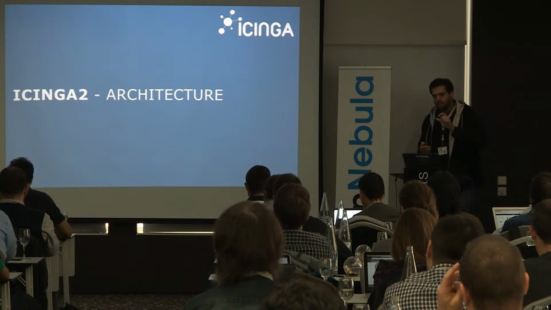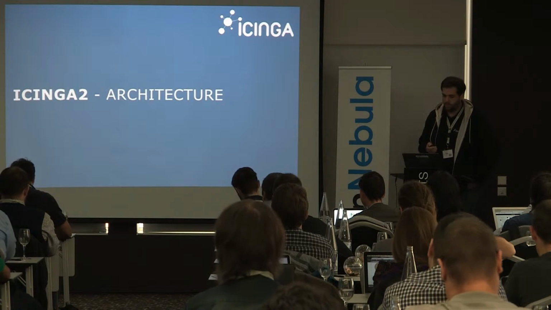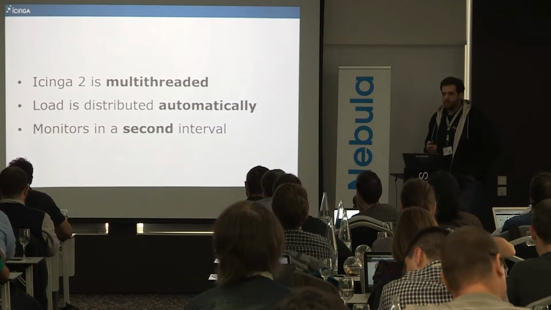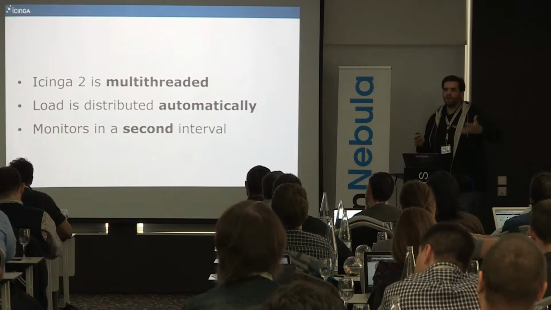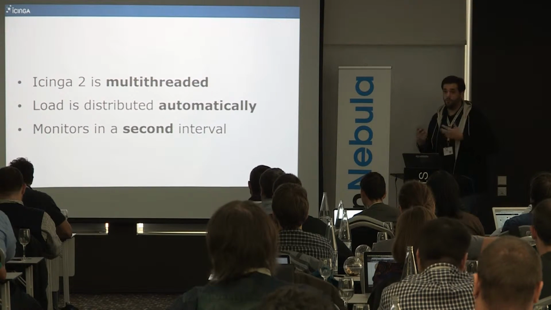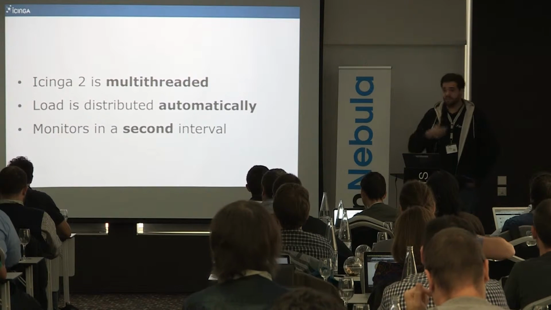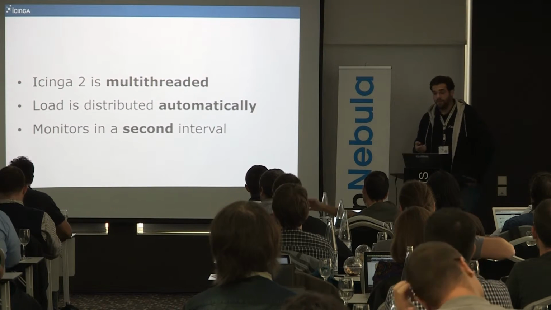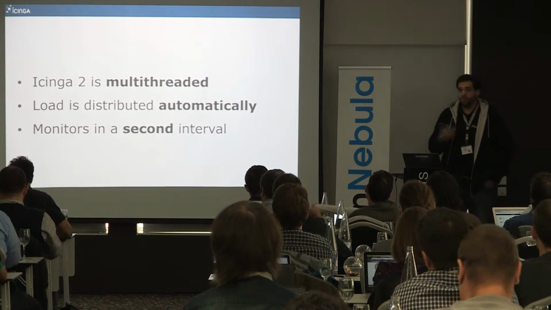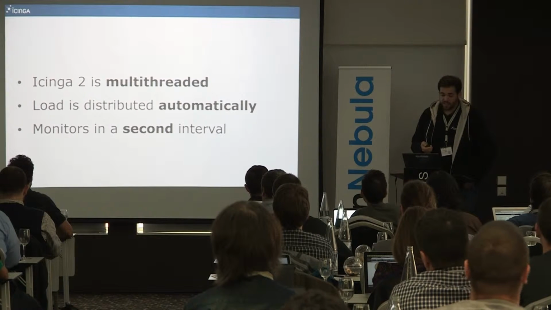So just a little bit about the architecture, and then we come to the part which is probably more interesting. If you know Nagios, and also the old Icinga, you know that we have a problem using more than one single CPU because it's a single-threaded loop. Icinga 2 is multi-threaded, redeveloped in C++. It really scales very well.